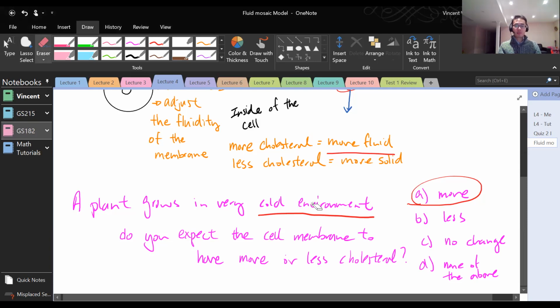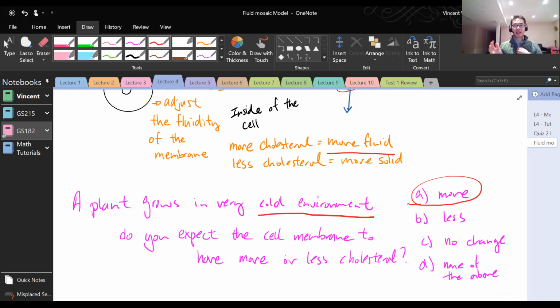So if it's a cold environment, you want to counteract that effect of the membrane being too solid, and therefore you would put more cholesterol in the cell membrane. All right, so here is the takeaway point.